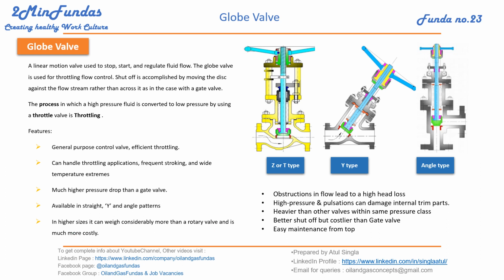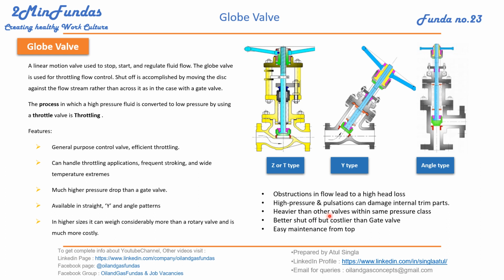Okay, so these are a few of the features, and now let us see the benefits and disadvantages of this type of valve. Obstruction in flow leads to high head loss, which we have already discussed here. There is a huge pressure drop when the flow is against the movement of the closer. High pressure and pulsation can damage internal trim parts. When there is a huge pressure, then the internal trim parts may get damaged.